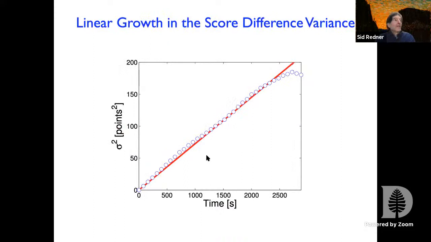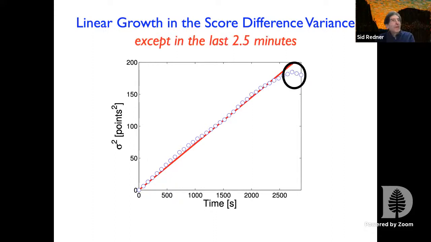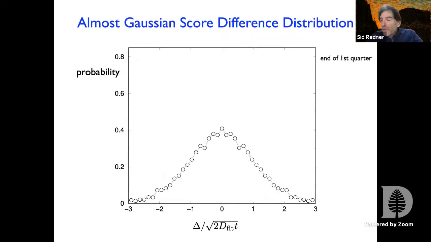The other thing is that if I look at this linear growth in the score difference variance, well, it's linear up to around here, and then there's something weird going on at this stage. So to try and ferret out what's going on, let's look at the actual score difference distribution at different points in the game. So here is at the end of the first quarter, the score difference distribution, which is a Gaussian as we might expect from a random walk picture.